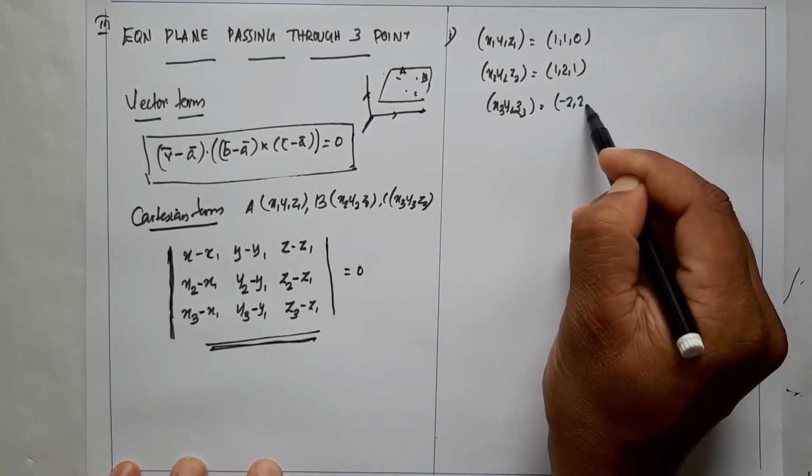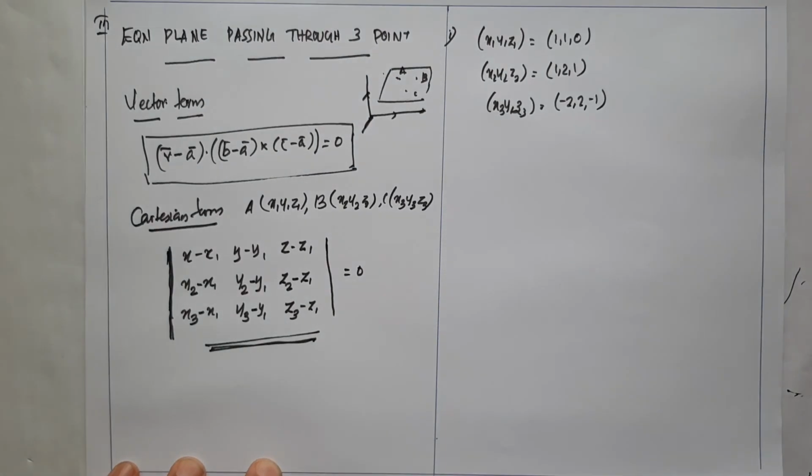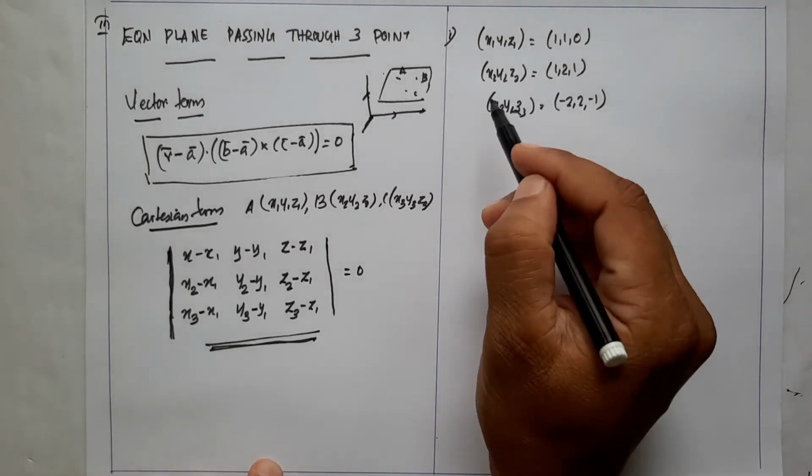Minus 2, 2, minus 1. Find the equation of the plane. We want to find only the Cartesian equation of the plane passing through the points 1, 1, 0, 1, 2, 1 and minus 2, 2, minus 1. Question is, find the equation of the plane that passes through the points 1, 1, 0, 1, 2, 1 and minus 2, 2, minus 1.